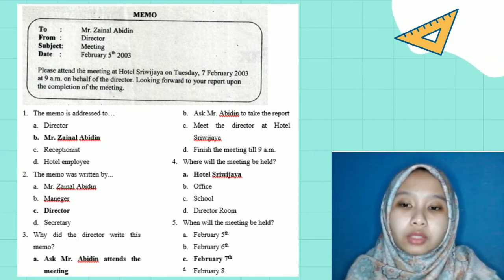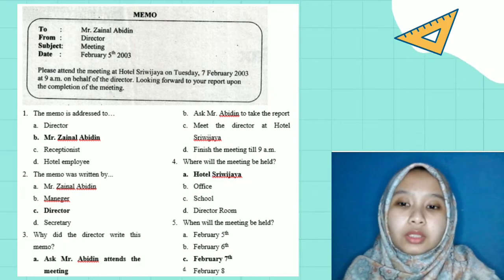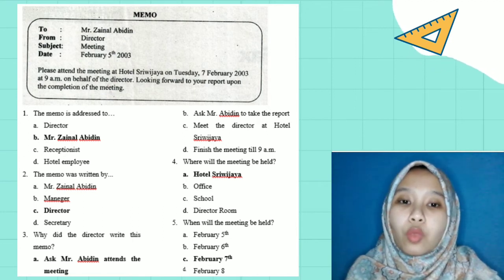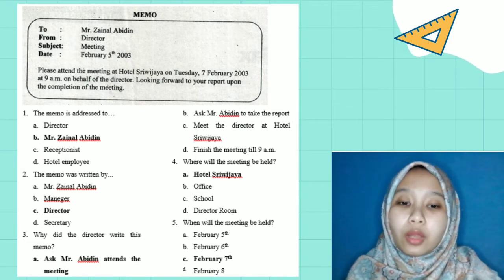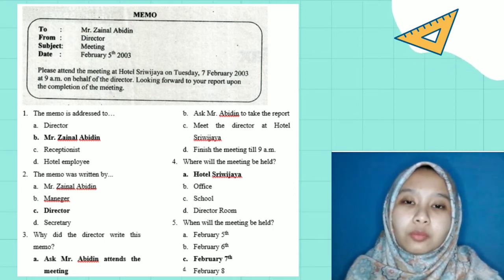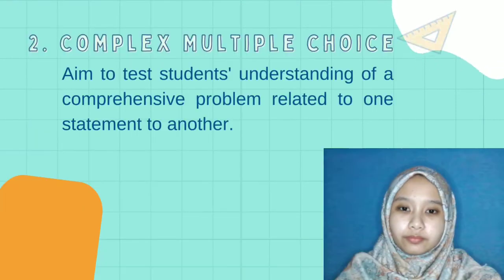Like number 1 and number 2, we can use who. For example, who wrote this memo? Number 3, why did the director write this memo? Number 4, where will the meeting be held? Number 5, when will the meeting be held? The question and answer are made not too complex, but you can make it a little tricky.